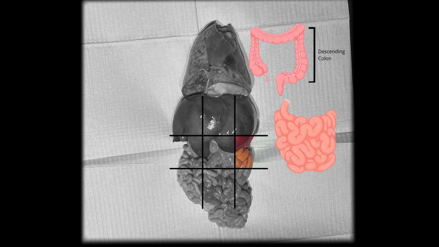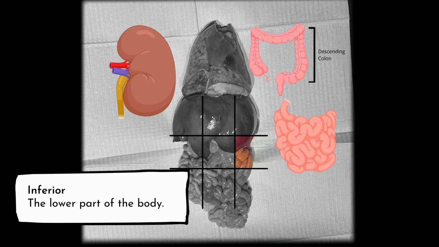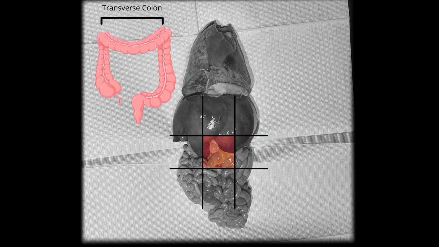I'll now proceed to the left lumbar region, where the part of the descending colon, a portion of the small intestine too, and the tip of the left kidney are located. A good example of using a directional term is that the kidneys are inferior to the small intestine. Next is the umbilical region with the duodenum, small intestine, and the transverse colon.